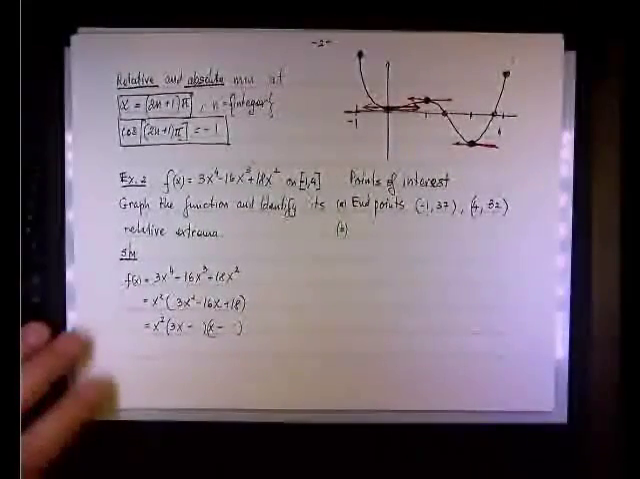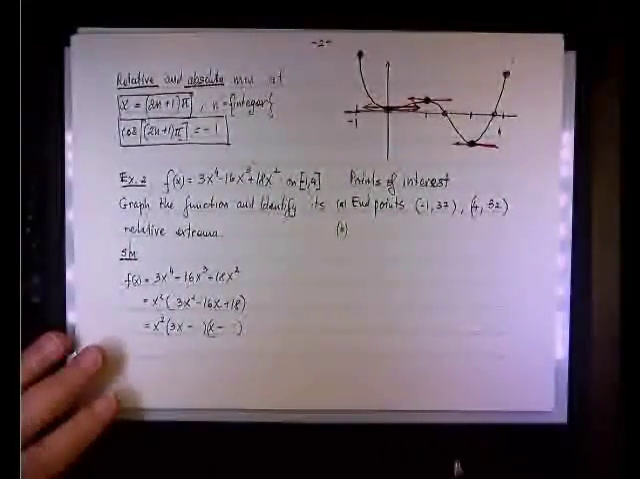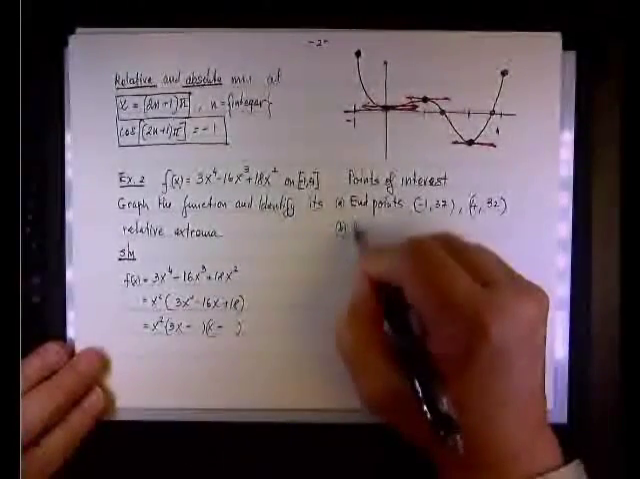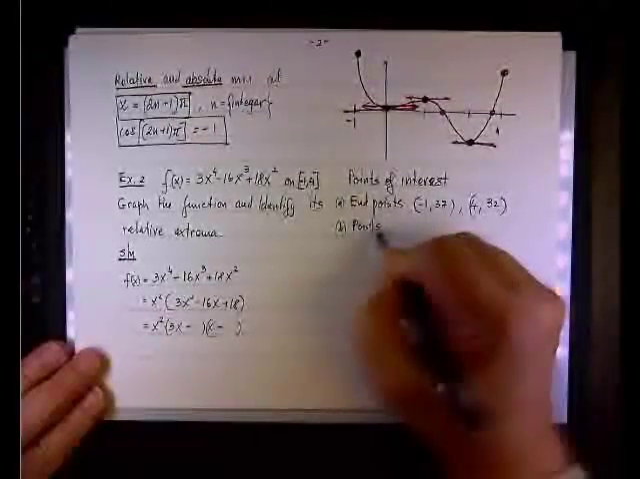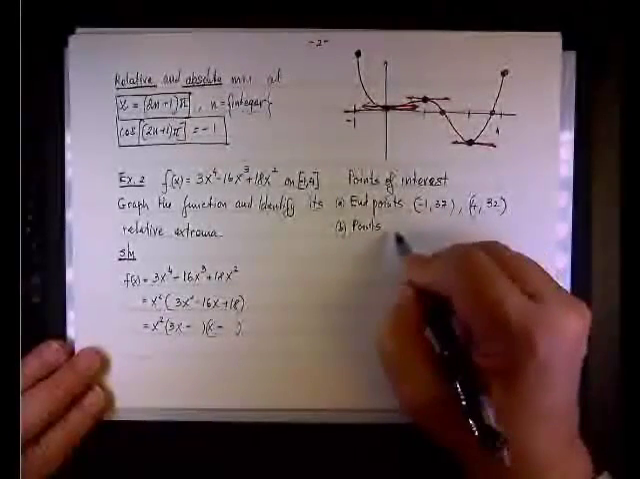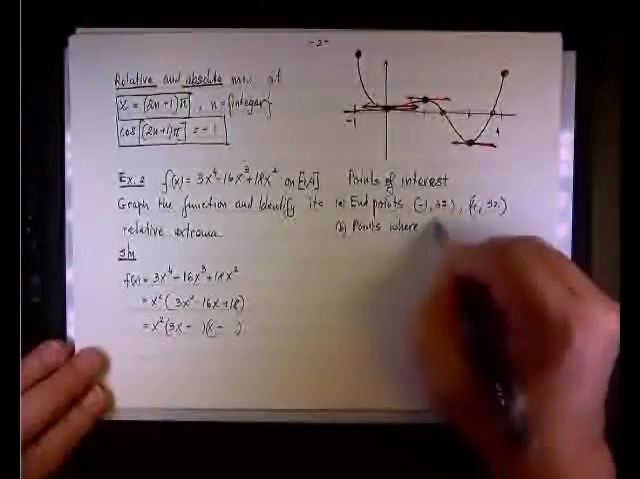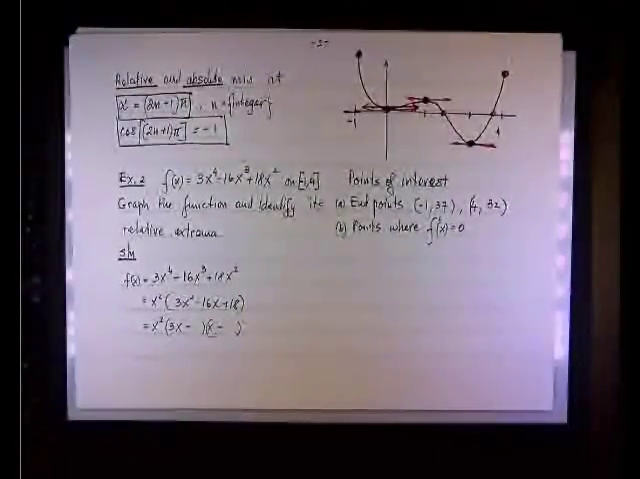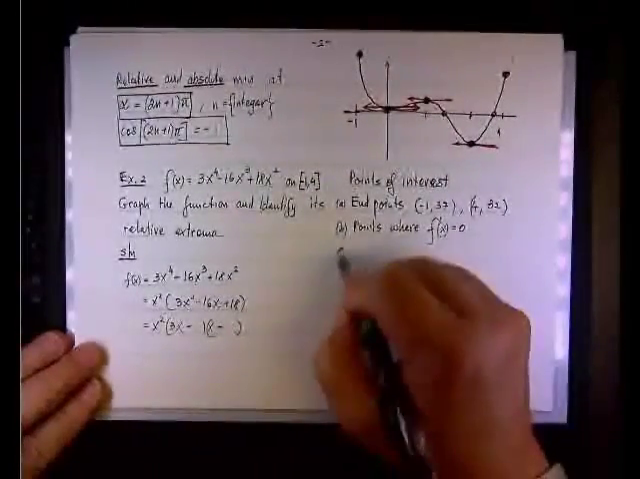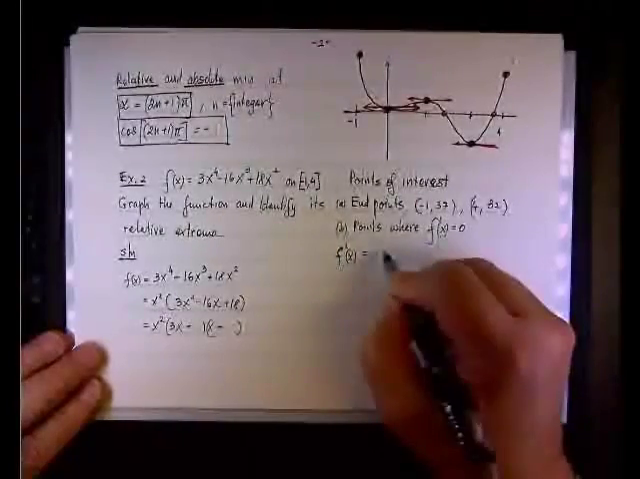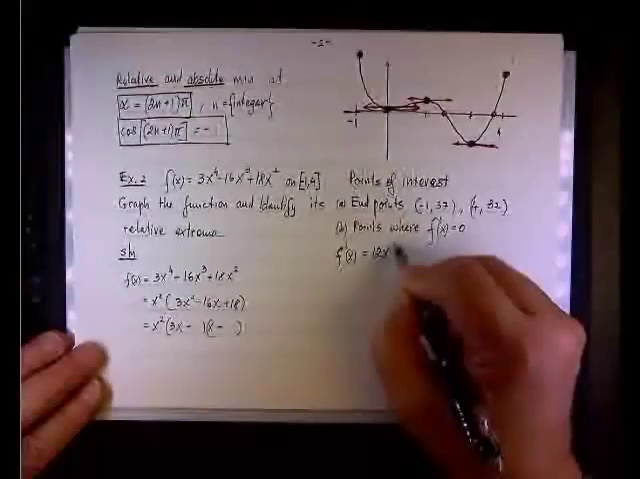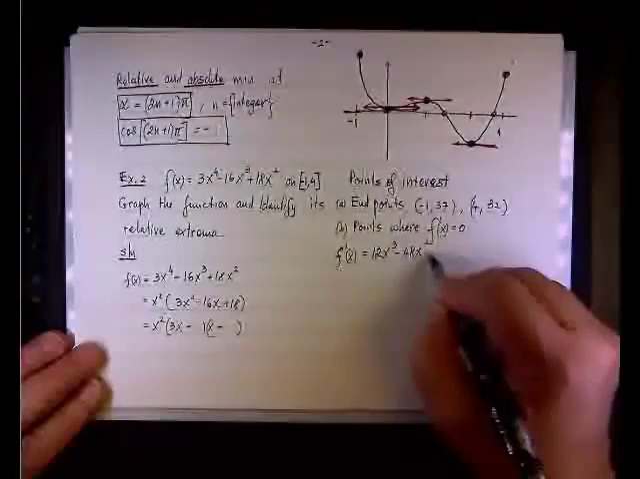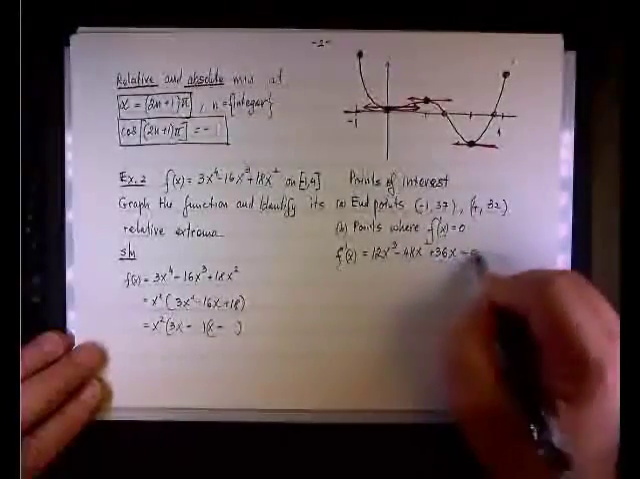B, points where f prime equals 0. Okay? So for that, we need to take the derivative of f of x, and the derivative of f of x will be 12x cubed minus 48x squared plus 36x. And we want it to equal 0.